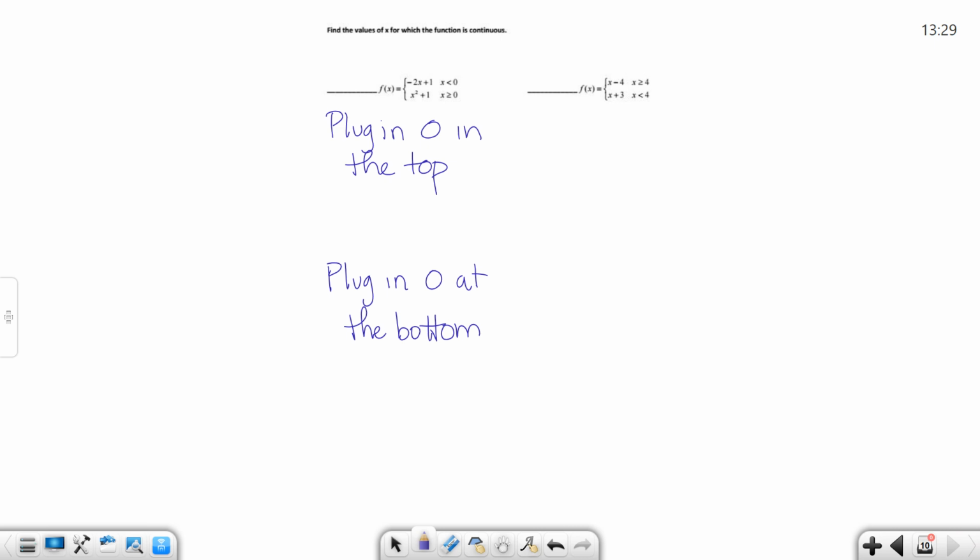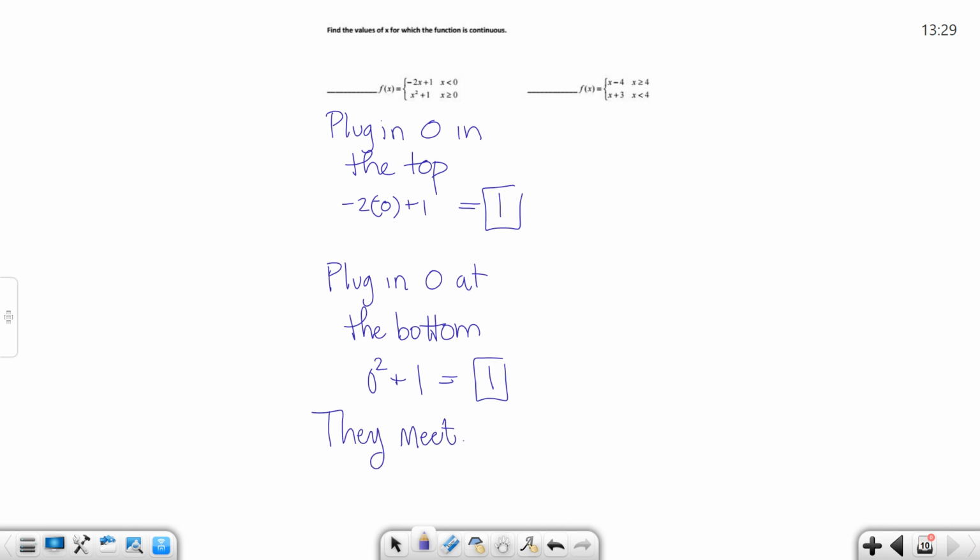Okay, if I plug in 0 in the top, I get 0 plus 1. So I get 1. If I plug in the bottom, I get 0 squared plus 1. So your question is, do they meet? Okay, they meet.